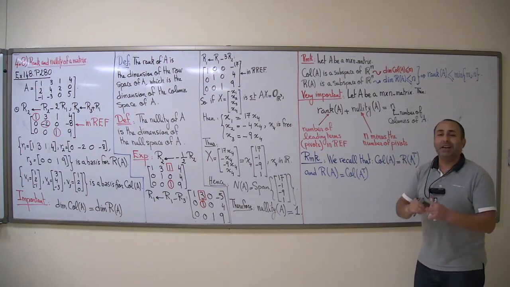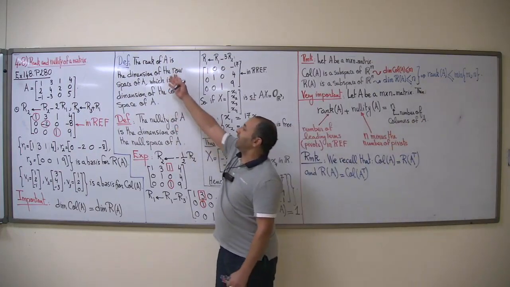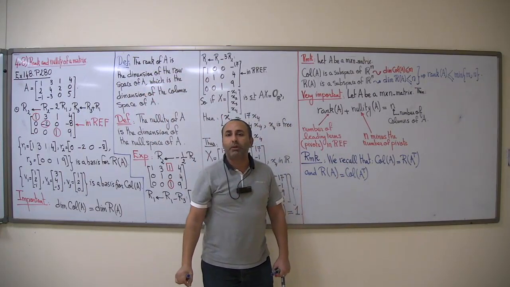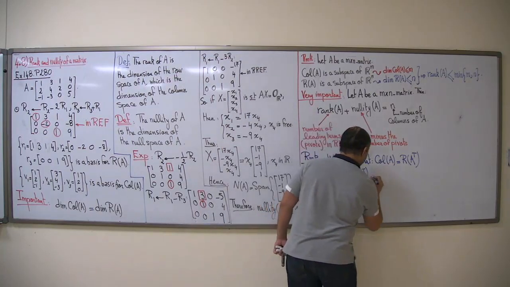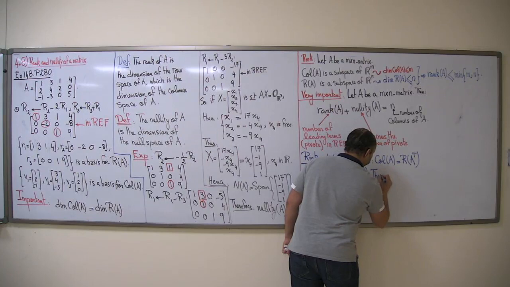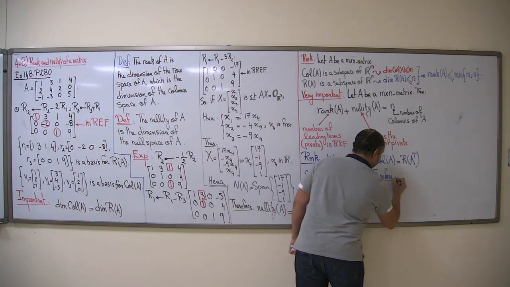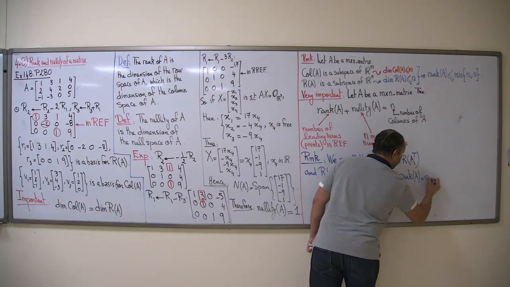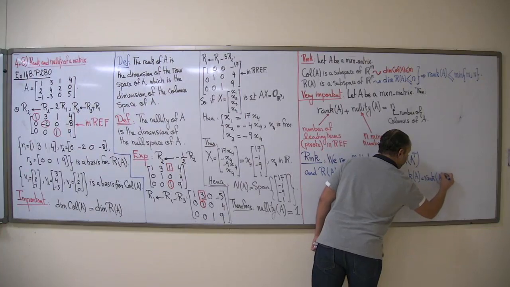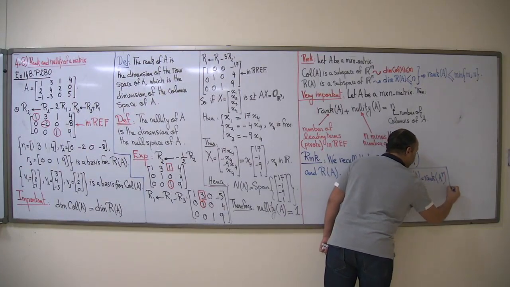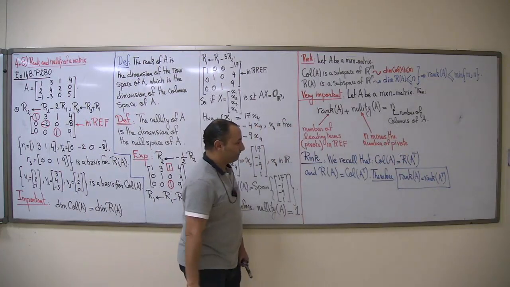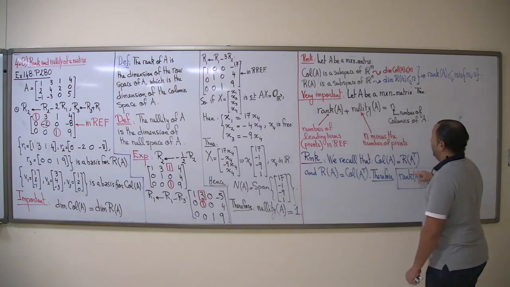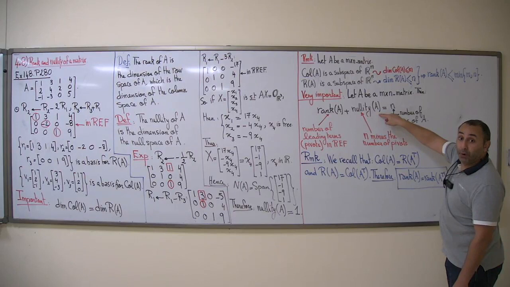So from here, based on this definition that I wrote here, we can easily deduce that the rank of A is always equal to the rank of A transpose. Therefore, I'm going to write that the rank of A is equal to the rank of A transpose, and this is for any matrix. Okay, so let's then go back and write this equality for the transpose.